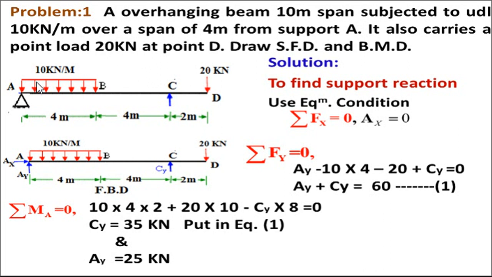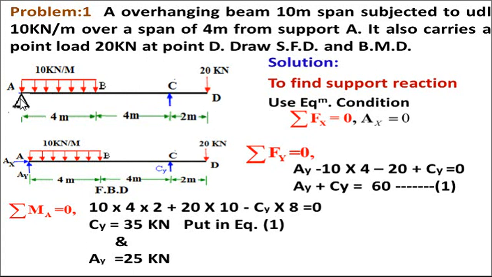So this figure is given in the problem. There are two supports. One is the hinge support at one end and at the other end there is a concentrated load. This is an overhanging beam. It means the supports are beyond that end of the beam.